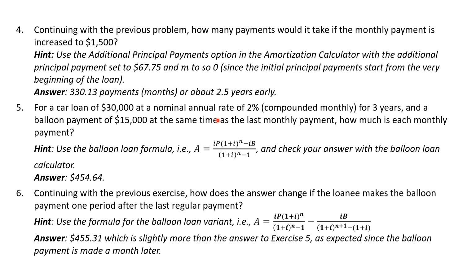Okay, and if you recall, when we did the balloon loan, there was an option where you made the last payment and then you paid the balloon amount one period later, and that was a different formula. So question number 6 is asking, what about that case? We did derive a formula for that. It was this here. It's a little bit more complicated. If you plug all the numbers into that, you get something a little bit more, which makes sense because you're waiting an additional period to pay back the balloon amount at the end.